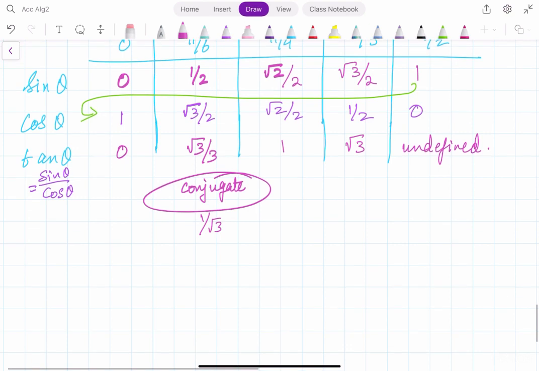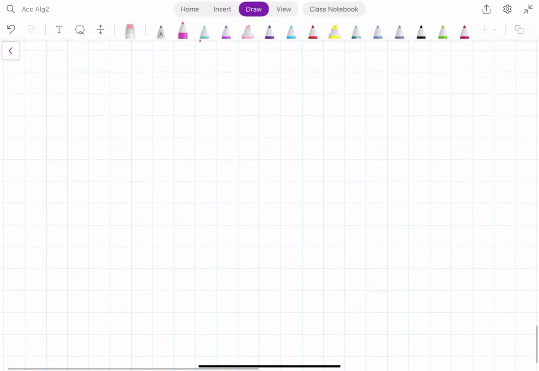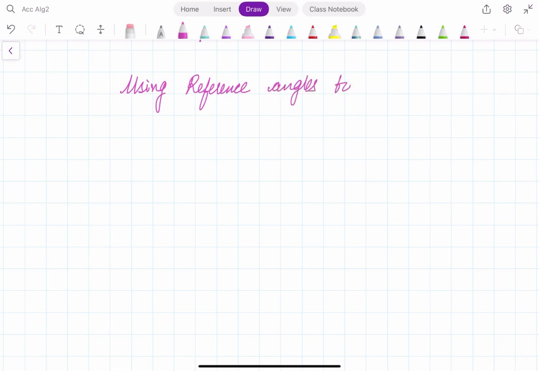If you just memorize the sine, it will work. In fact, you don't need to memorize it. You have learned in geometry the 30, 60, 90 triangle and the 45, 45, 90 triangle. These values are from there only. Now, how to use the reference angle to evaluate the trig functions?